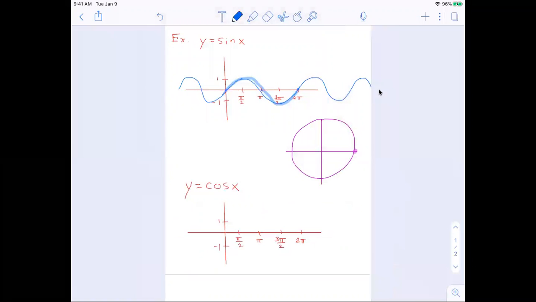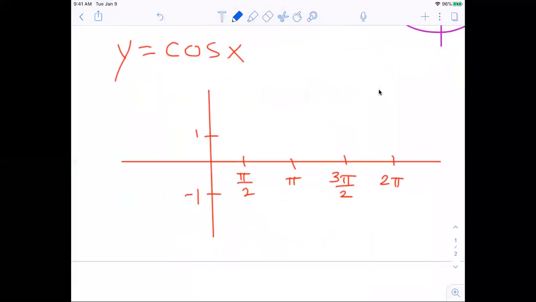All right, so here's what a cosine graph looks like. A cosine graph doesn't start here like the sine graph does. A cosine graph starts up here because the cosine of 0 is equal to 1. And then the cosine of pi over 2 is equal to 0. The cosine of pi is equal to -1. The cosine of 3 pi over 2 is equal to 0. And the cosine of 2 pi is equal to 1.